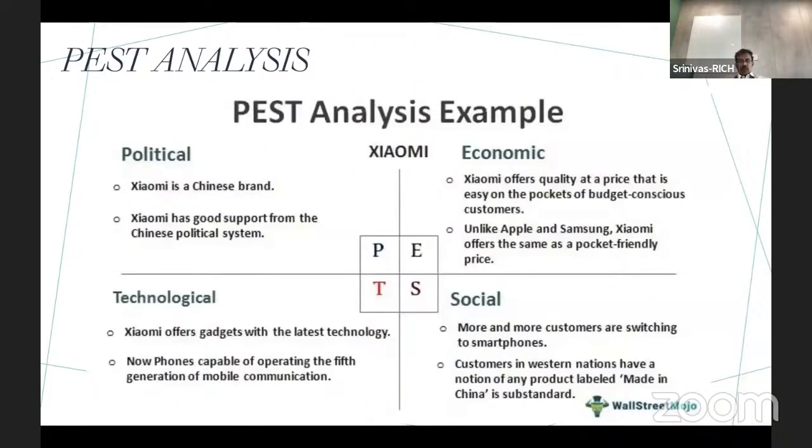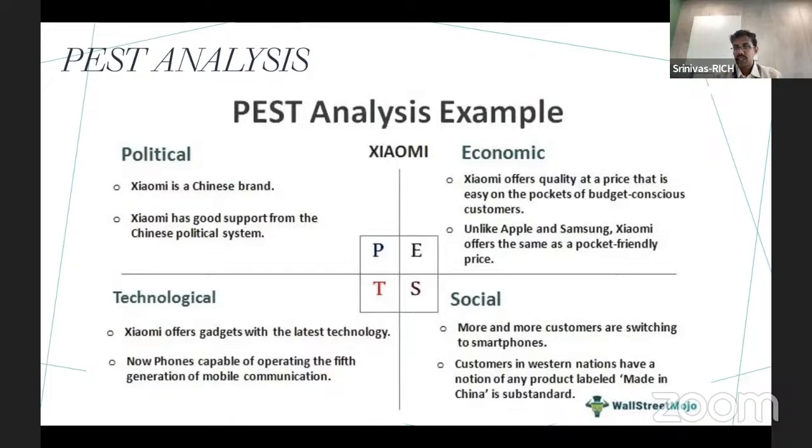Yeah, so quick example here. We are all familiar with Xiaomi as a brand, and this could be an analysis being done in the US, right? So politically, Xiaomi is a Chinese brand. So if Xiaomi wants to launch itself in the US in this day and age, geopolitical scenario, good luck. Right? They'll find it really tough. But the other part is, Xiaomi has very good support from the Chinese political system. So rather than the US, they may focus on other countries where there's less negative bias against China, right?